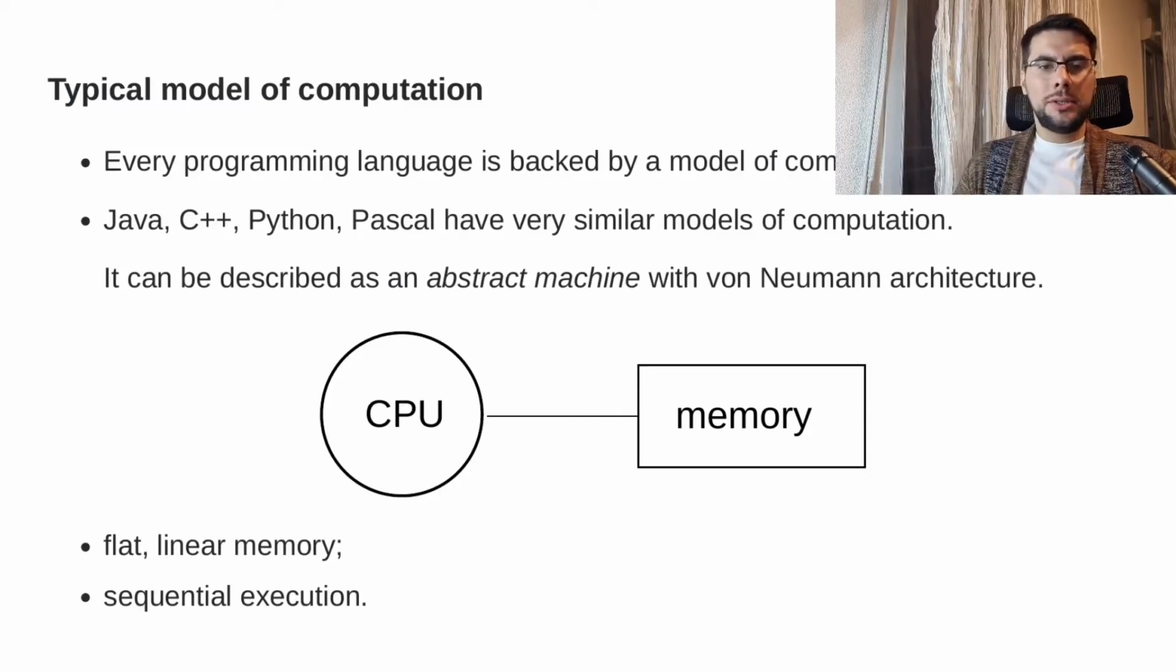Traditionally, students start programming imperatively with languages like Java, Python, or C. These languages, and also Scala, Ruby, C#, Kotlin, Go, JavaScript, lots of others, all have similar models of computation. It can be described as an abstract machine with von Neumann architecture. It has a linear flat memory, readable and writable, and the program is sequential.